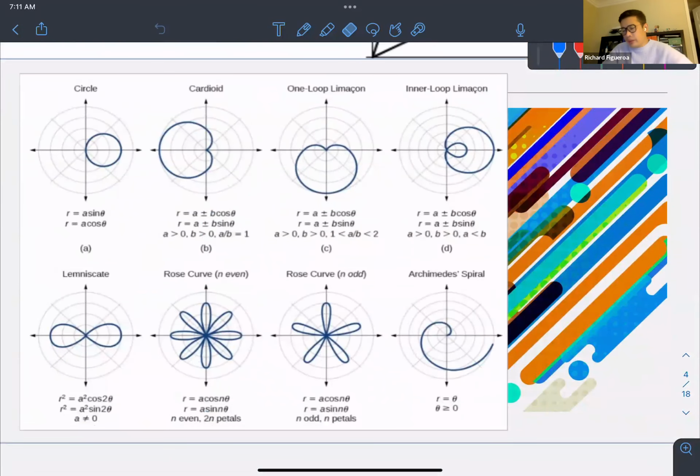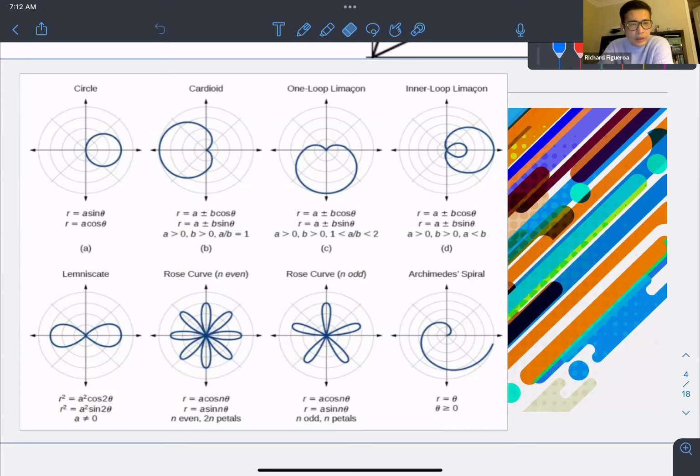Just a recollection. We covered this one in calculus 1. We have these particular polar curves. If you have an a sine theta or a cosine theta, that resembles a circle. And then cardioid, one loop limacon and inner loop limacon have the format of A plus or minus B cosine theta. It's the ratio between A and B that will dictate whether that is cardioid, one loop limacon, or inner loop limacon.